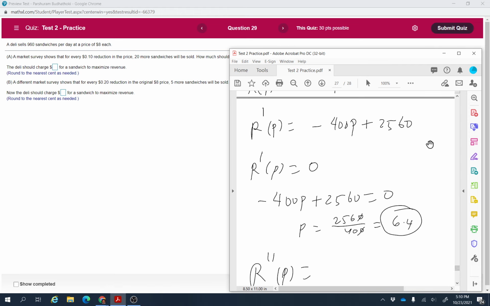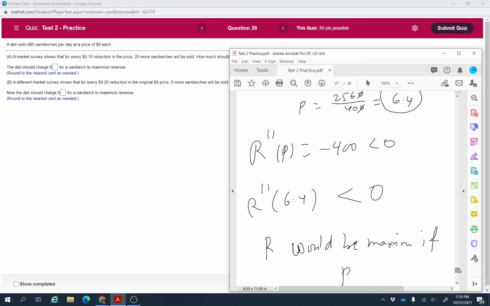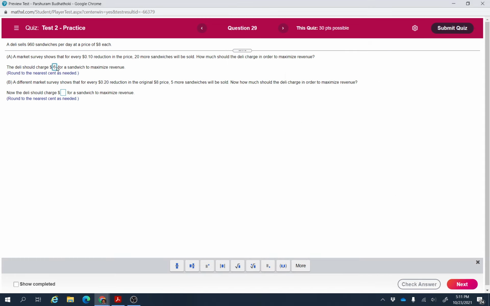The second derivative is negative 400. So that means the second derivative at this critical point, which is 6.4, is negative. So that means this revenue would be maximum. Revenue would be maximum if the price is $6.40. Okay, if the price is $6.40, the revenue would be maximum. So that is $6.40.